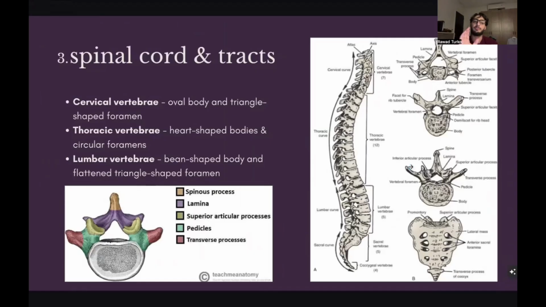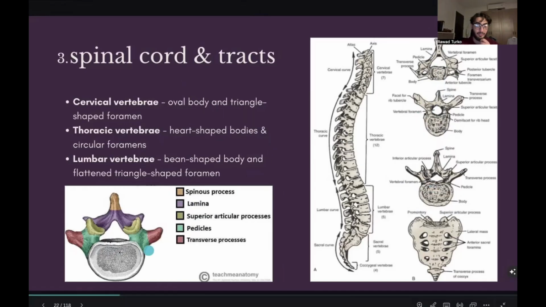Now, how do you tell the difference between cervical, thoracic, or lumbar vertebra? The cervical vertebra has an oval body and a triangle-shaped foramen. So you see here, there's an oval body, and the foramen has a sort of triangular shape. For the thoracic vertebra, it's a heart-shaped vertebral body and circular foramens. So you see here the heart-shaped ones and the circular foramens. Lumbar vertebra, it's a bean-shaped body, as you can see here, and it has a flattened triangular shaped foramen. So it's similar to the cervical when we're talking about the foraminal shape, but it's much more of a flattened triangle, I guess you could say.